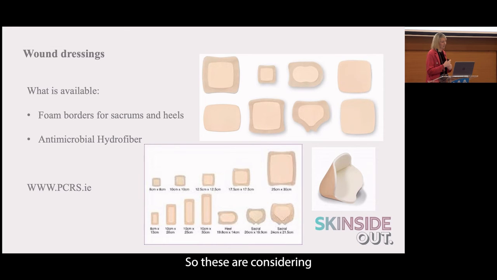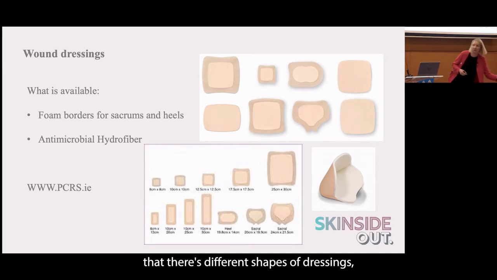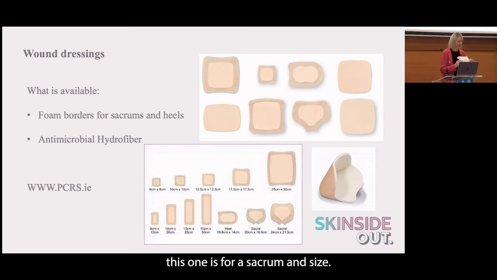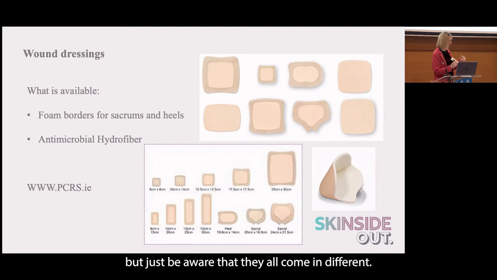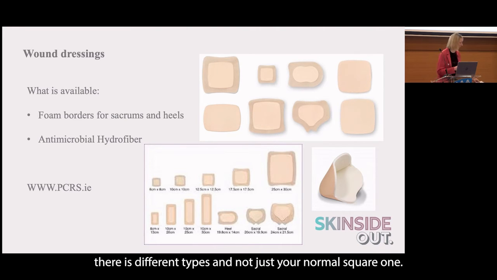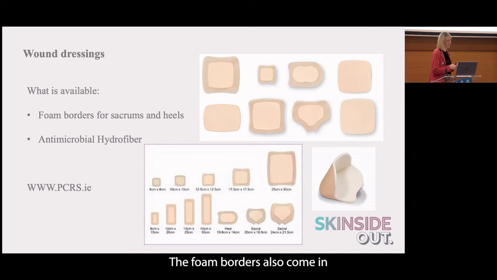So these are considering, there's different ones. Just to show you that there's different shapes of dressings out. This one is for a sacrum, and you can get different sizes, but just to be aware that they all come in different types. So if you are short of dressings, there are different types and not just your normal square one.